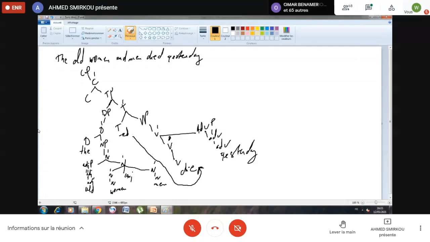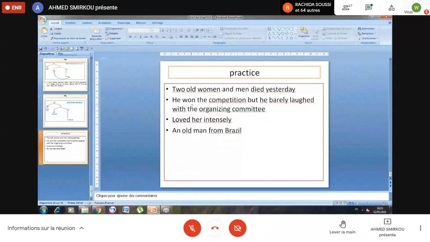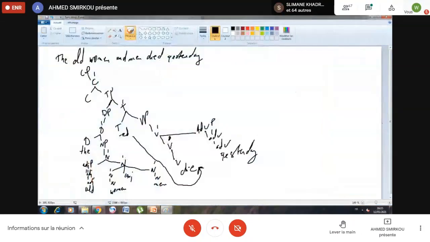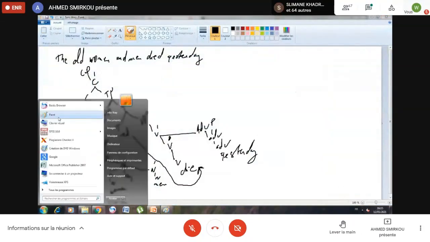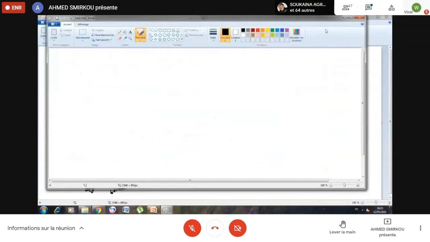Now, you may ask why the position of C and CP is empty. We need that position for questions in chapter 12. Okay, somebody else to draw the tree for the second one: He won the competition, but he barely left with the organizing committee. Okay, he won the competition.